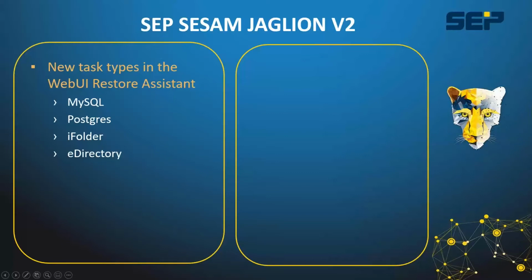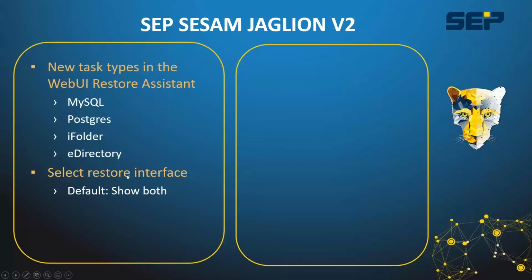So it's now pretty much complete regarding the task types in our Web UI Restore Assistant, which brings us to the next step that we can try now to promote the Web UI Restore Assistant, because it's much more comfortable, much more intuitive. So it's possible now in the GUI to select your restore interface. You can choose if you would like to restore via the GUI restore wizard, or if you would like to restore via the Web UI Restore Assistant.